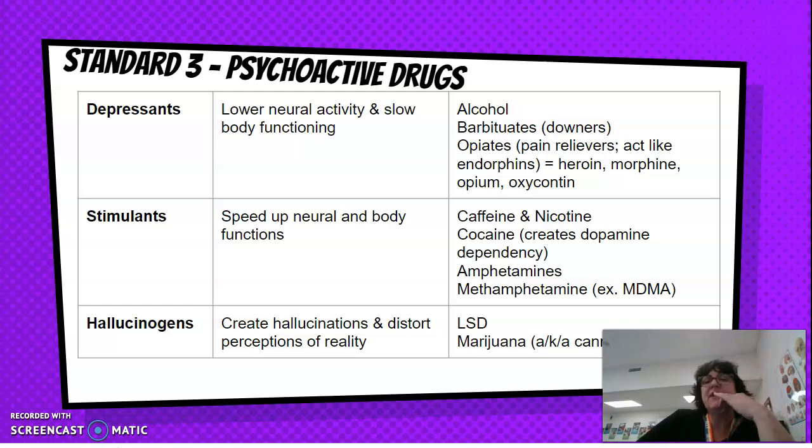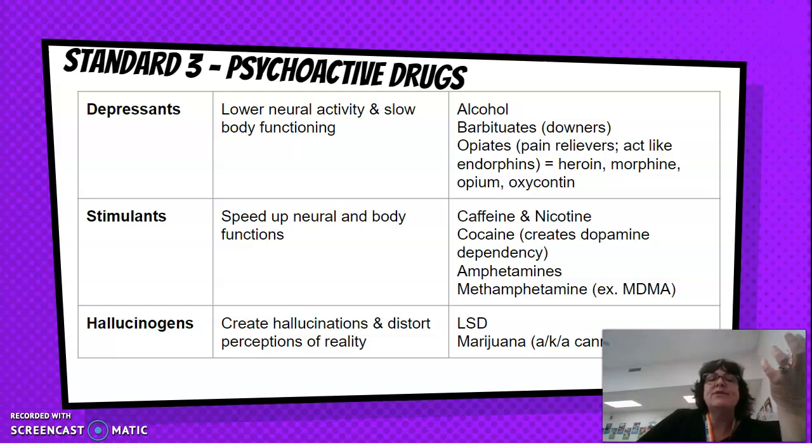It's very common for the AP College Board to ask you that. Opiates look like endorphins, and endorphins are naturally occurring neurotransmitters that are pain relievers, and they give us a sense of euphoria. You get that with runner's high. Know your opiates: heroin, morphine, opium, OxyContin, any of the oxys. Those are opiates. They come from the poppy flower.